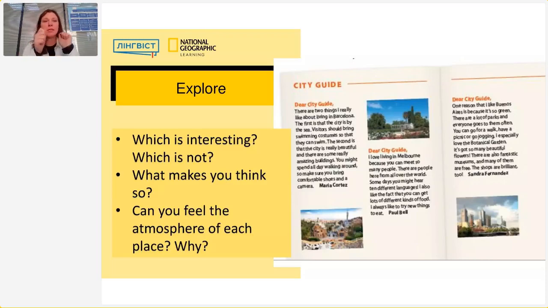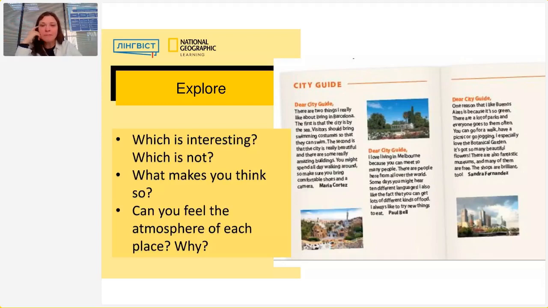You can ask your students to exchange their writings and discuss them. Okay, I'm reading about your place. I don't really understand what it is, right? And then we as teachers focus their attention on this city guide and have a look. Like, can you imagine? What makes you think so?